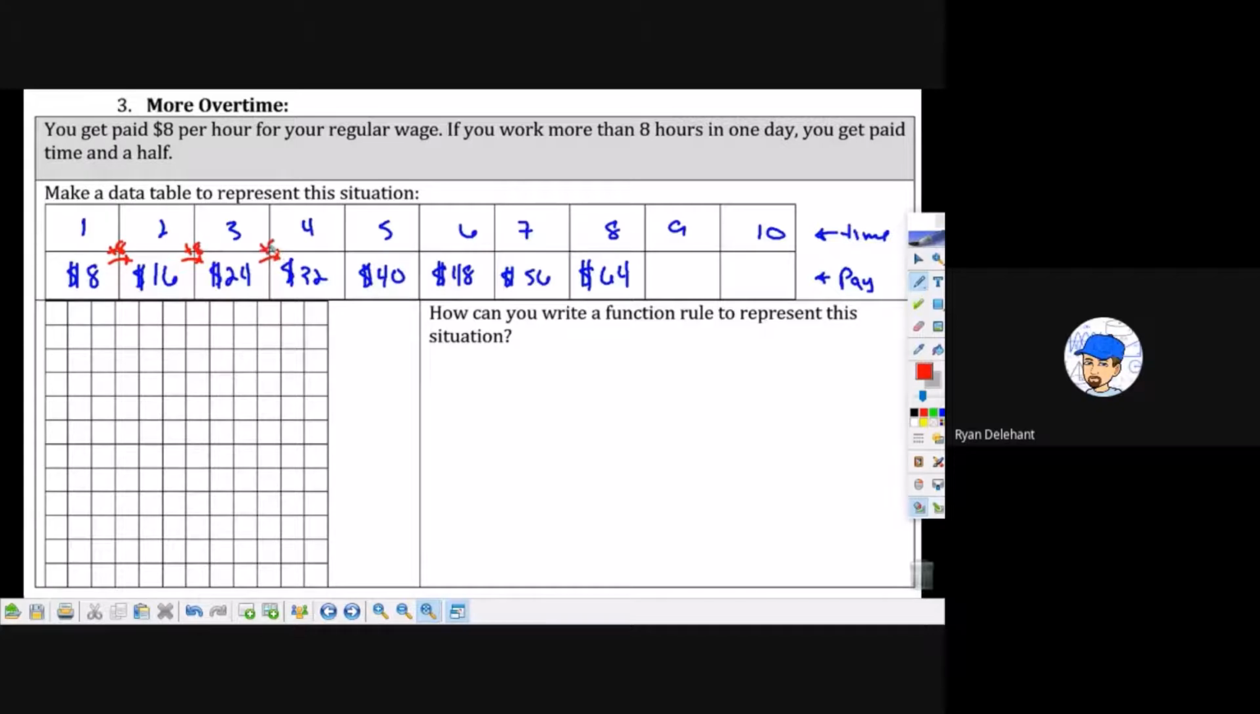But as soon as we pass right here, are we still going to go up by 8? We're going to make time and a half. What does that mean? Well, we get paid $8 normally. As soon as we work more than an 8-hour shift, we get paid that and half of that again. So time and a half is $8 plus an additional $4 for each one of those hours. So now all of a sudden we're going to start going up by 12. So now we end up with 76, 88, and I could keep doing this, right?